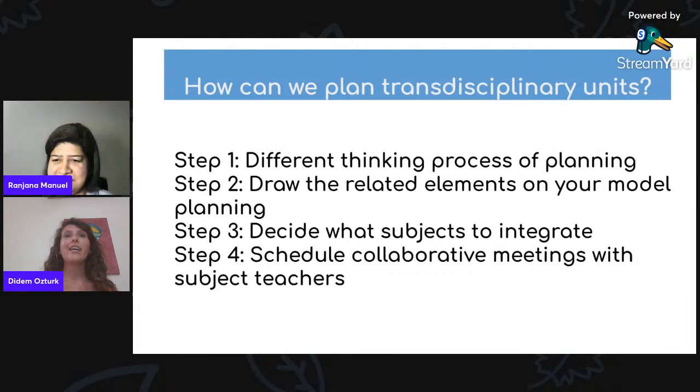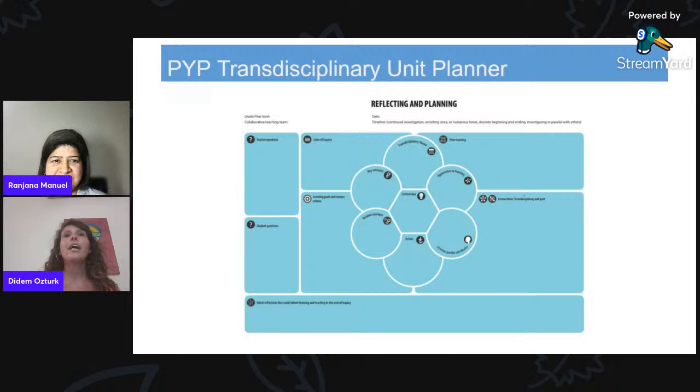All right. I think I will move forward to sharing how we can plan a transdisciplinary unit. Okay, this is the planner we all know and use to plan our transdisciplinary units. It's from the IB PYP official document, where you can see all the connections between different elements of IB. And we see here transdisciplinary themes, approach to learning, central idea, key concepts, related concepts, action, and learner profile.